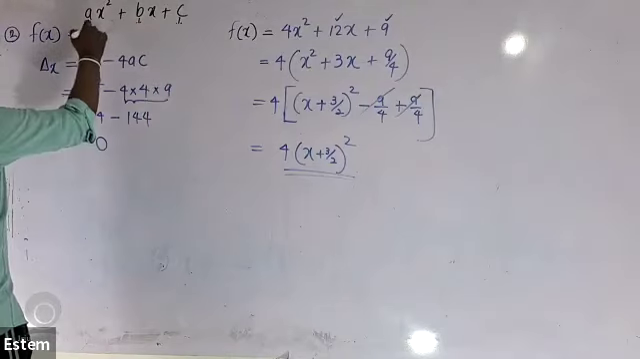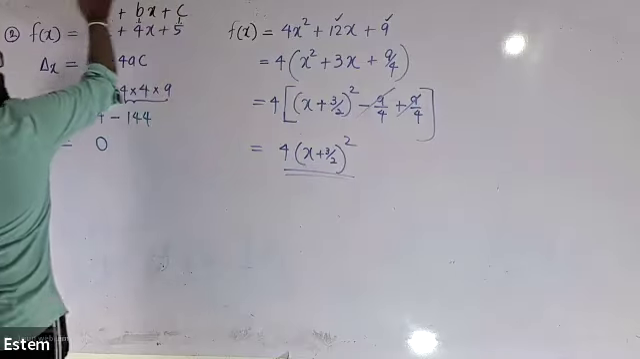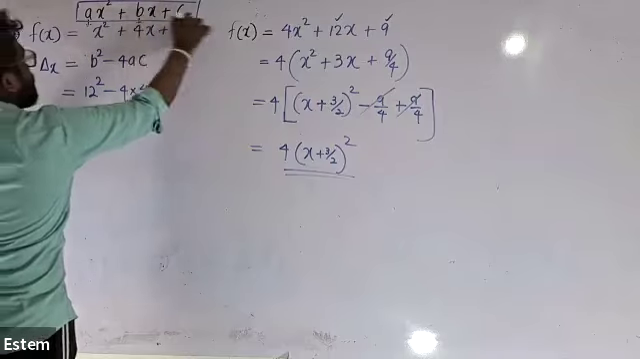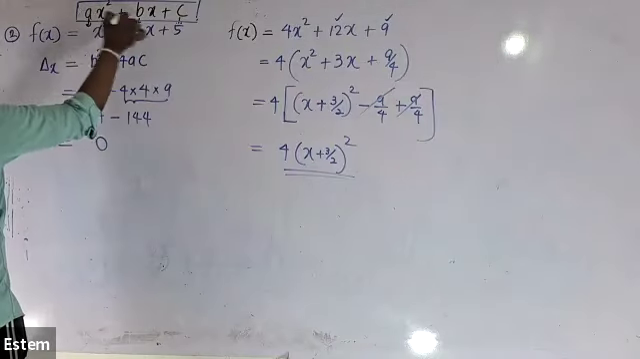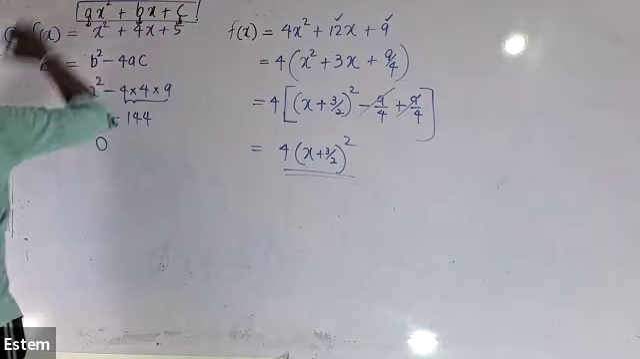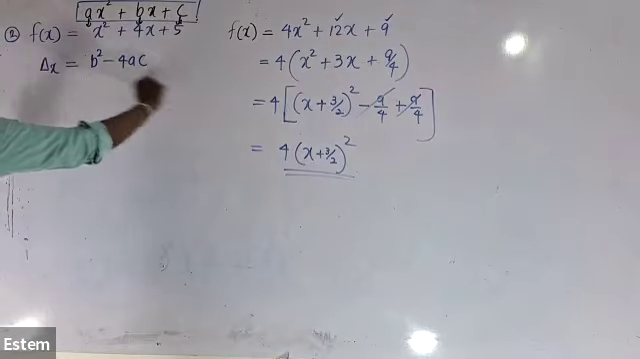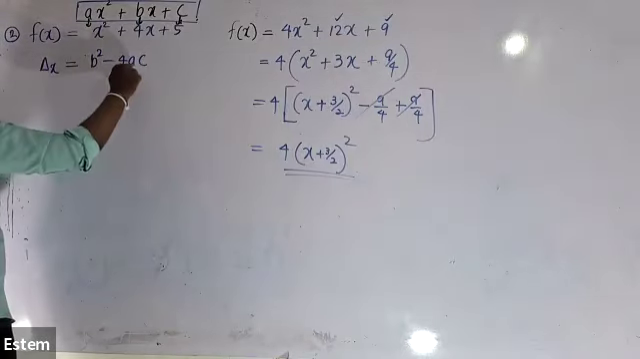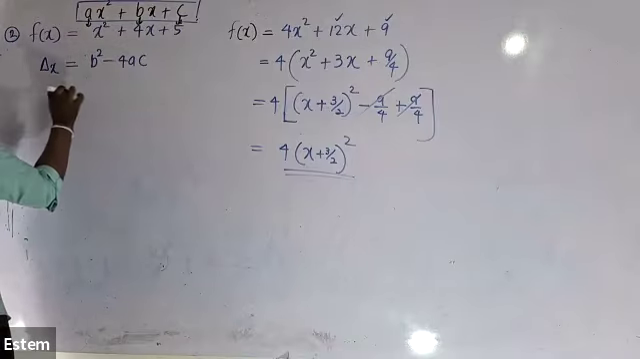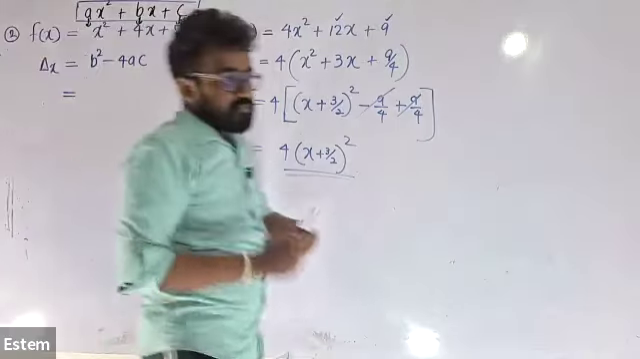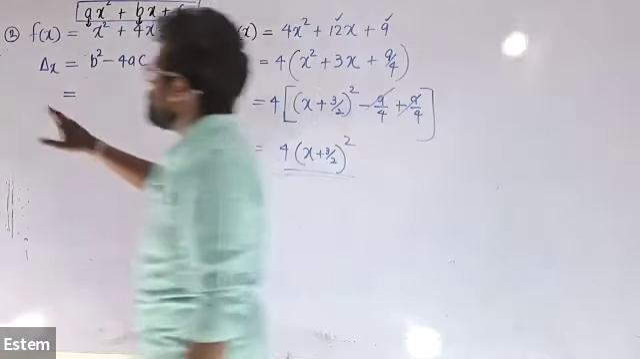x squared plus 4x plus 5. This is the general form of a quadratic function. Now here this is a, this is b, this is c. First find the discriminant. This b is this b, this a is this a, this c is this c. This is the discriminant, so find the discriminant. This is our third example.